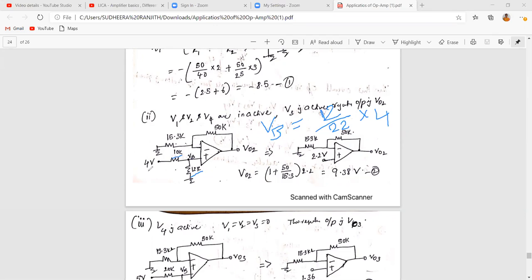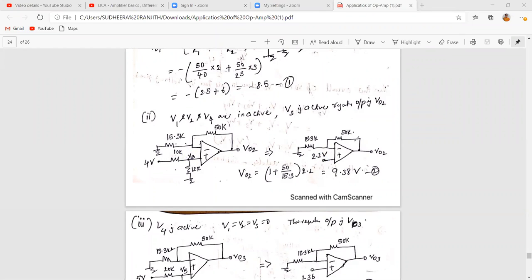12 by 12 plus 10, 22, into 4, right? So what is the value we are getting? 2.2 volts. VB is 2.2 volts. Now it is the input for the circuit. VB is the input, not 4 volts. So what is VB? 2.2 volts.